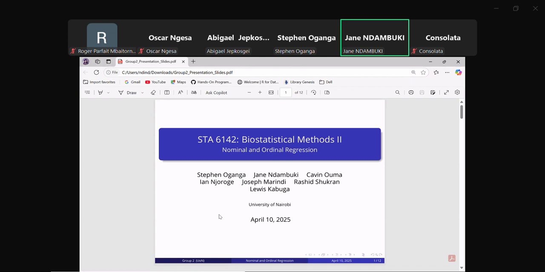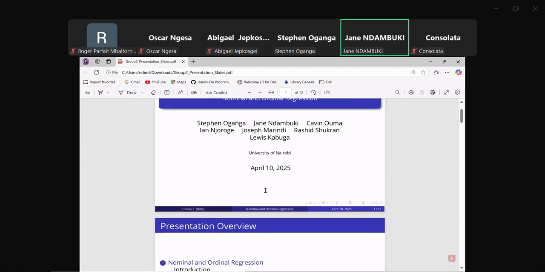So for group 2, we were looking at nominal and ordinal regression, differentiating them and looking at the application part of it. Me and Ian are doing the theory part, and then the other members will be doing the implementation part of it. That is part one.